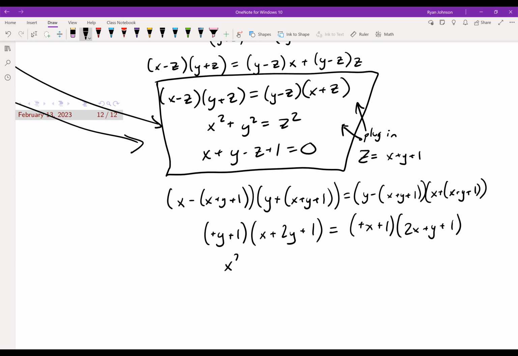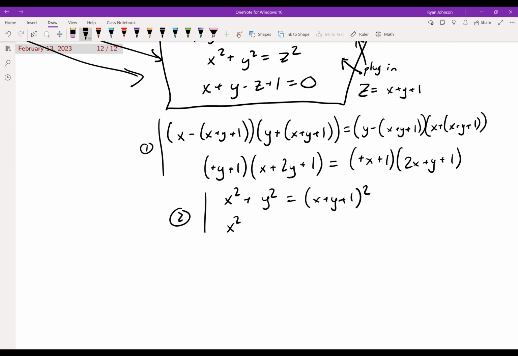Okay, then the other scenario, I have the other equation. So that was equation 1. Equation 2 is x squared plus y squared equals z squared. But z squared is (x plus y plus 1) squared. All right, well, x squared plus y squared equals then x squared plus 2xy plus y squared plus 2.